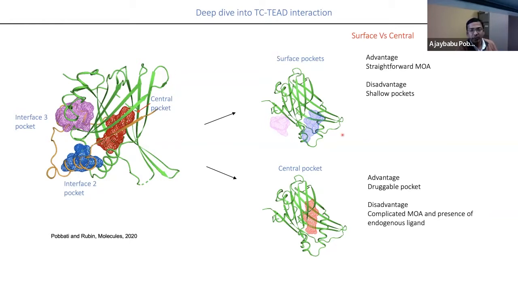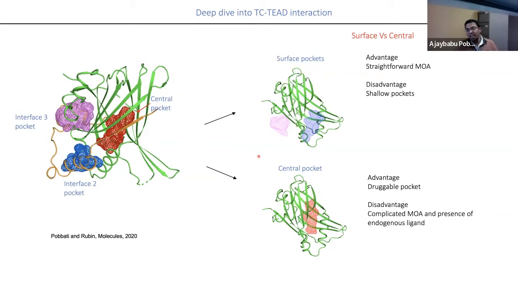So there are two broad ways of targeting the interaction between TC and TEAD: either going through the surface approach or going through the central pocket approach. And both of them have their own advantages and disadvantages. The surface pocket approach is pretty straightforward and has a simple mechanism of action. That's because this is where TAZ-CAMTA1 is interacting. You're putting a small molecule there and preventing its interaction. This is a surface interaction, a straightforward mechanism of action. But the disadvantage is that the pockets are shallow. So you never know whether you can design a small molecule that is potent enough to disrupt this nanomolar affinity interaction.